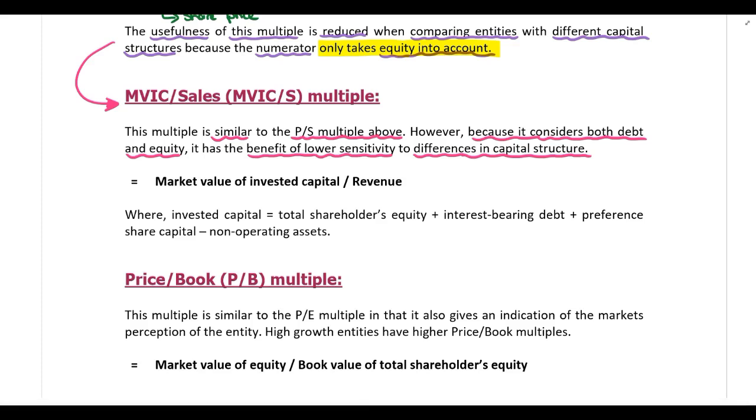Then please note, guys, once again, we have looked at this now a few times. That's how you calculate invested capital. It's total shareholders' equity, or the market value of equity, plus the market value of interest-bearing debt, plus the market value of preference share capital, minus non-operating assets, and included in non-operating assets should be excess cash.